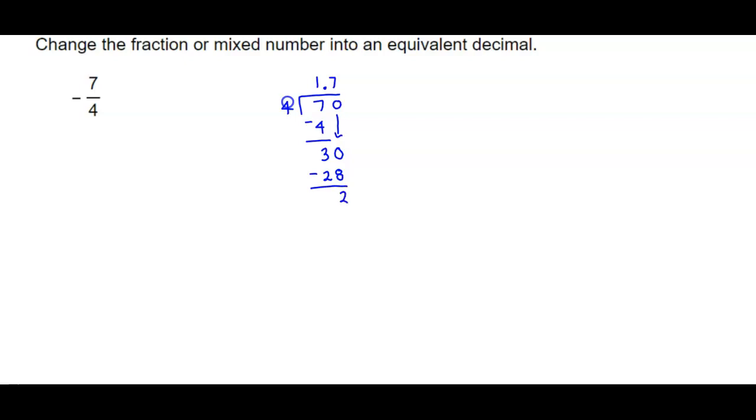Now 4 doesn't go into 2, so now we're going to extend this division a little bit and then add another 0. And now we're going to bring the 0 all the way down. So now we're going to ask ourselves, how many times does 4 go into 20? Well, the answer is 5, because 5 times 4 is going to give us 20, and that gives us a remainder of 0. So therefore, -7/4 is the same thing as -1.75, since we know the number has to be negative.